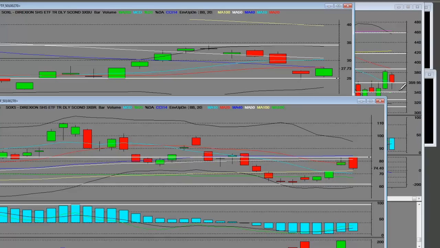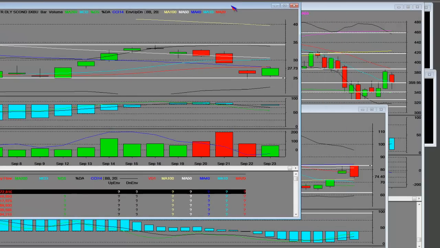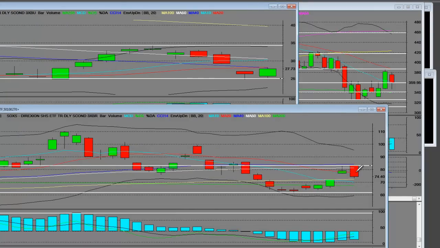And the weekly right here, this chart, is that we had a double week pop off of these bottoms right here. Here, I'll just move this over a little bit, because this is where the weekly reversal was to the low. This is the new bottom in the semis. And traditionally, semis do well this time of year.